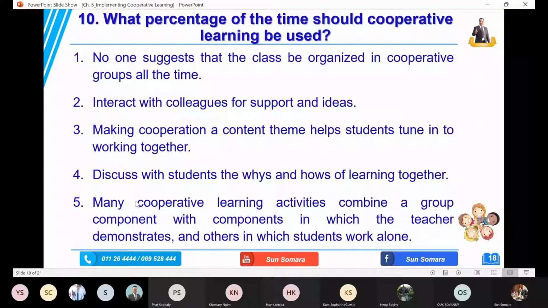We can see many cooperative learning activities combine a group component with other components, in which the teacher demonstrates, and others in which students work alone. So they can work well together, or work alone, and then come and compare. This is just a suggested solution to this issue.